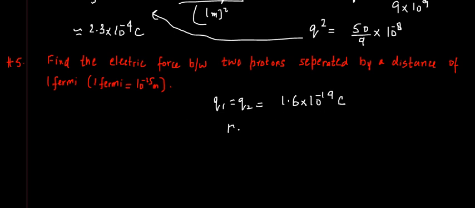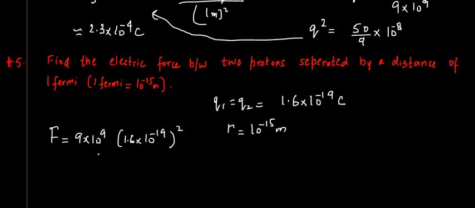And the distance is 1 Fermi, that is 10 raised to the power of minus 15 meters. And we have to find out the force. So the force would be 9 into 10 to the power of 9 times (1.6 into 10 to the power of minus 19) whole square divided by (10 to the power of minus 15) whole square. This would be in newtons.